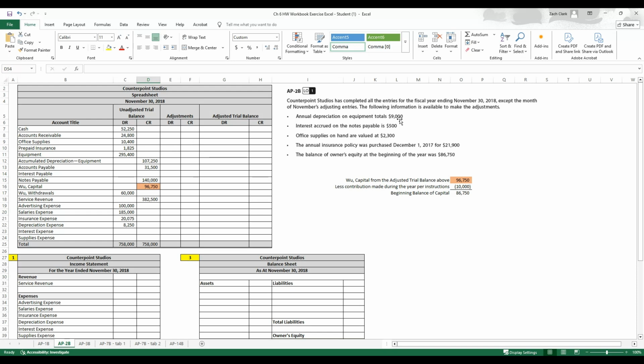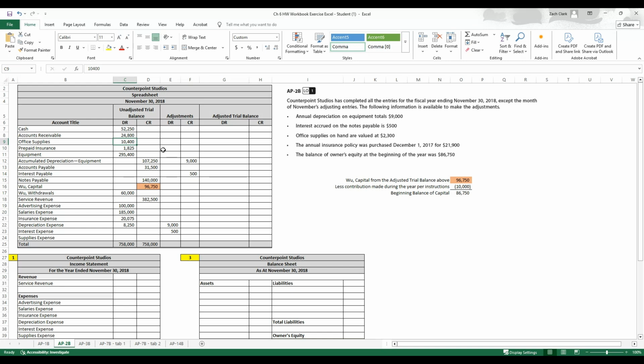So we have annual depreciation on equipment totaling $9,000. So remember, depreciation entries include a debit to depreciation expense and then a credit to our contra asset of accumulated depreciation. So those are the two parts of a depreciation expense journal entry. Accrued interest on the notes payable is $500. So let's go to our interest expense. And then we have interest payable is going to be our credit, our liability there associated with the interest that we owe.